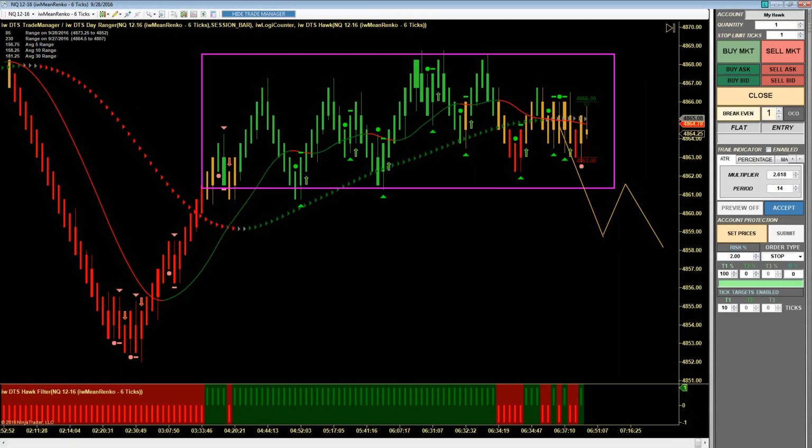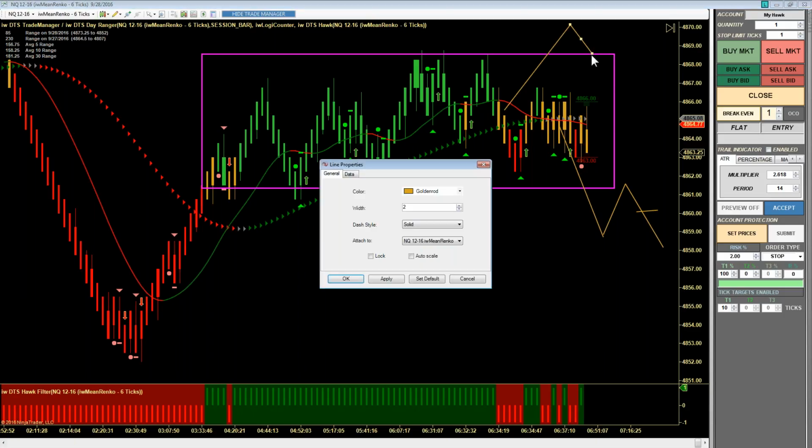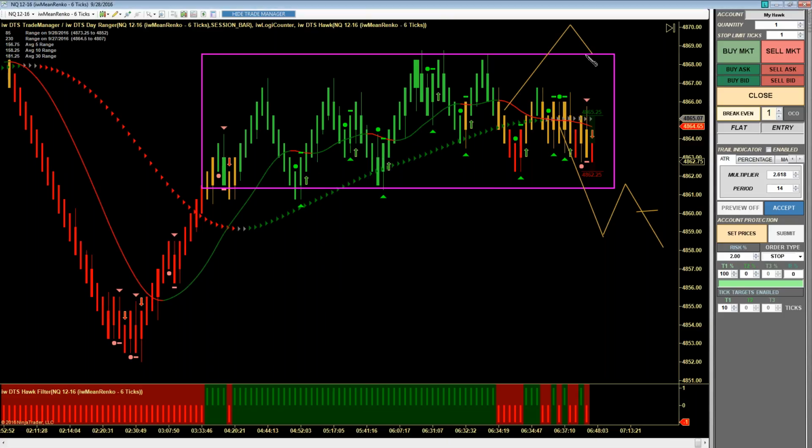But ideally, what we want is we want to let the market break out, retest, and then give us another signal. Same thing to the upside. Allow it to break out, retest, and then show us that it can stay out.